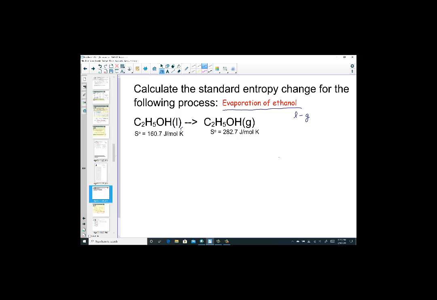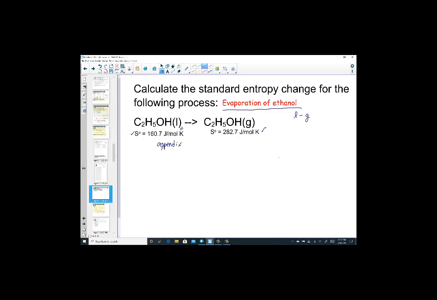C2H5OH, in the liquid form, using the standard tables of thermodynamics from our appendix, I looked it up for us just to save the time and found its value of 160.7. In the gaseous form, 282.7. So I did that work for us, looking up in the appendix their standard entropy values.